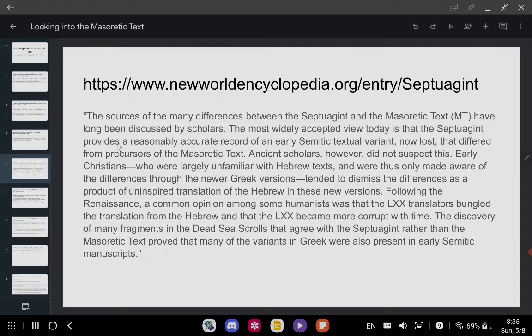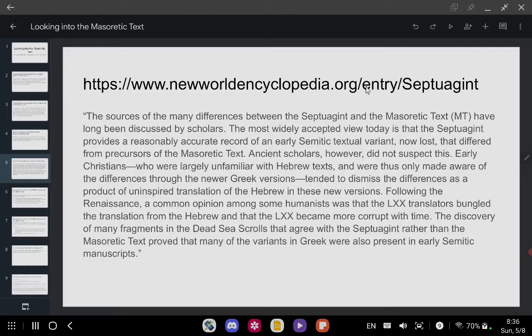So now they believe that it is a reasonably accurate record of an earlier Semitic, which is Hebrew, textual variant, now lost, that differed from precursors of the Masoretic text. Ancient scholars, however, did not suspect this. Early Christians, who were largely unfamiliar with Hebrew texts, and were thus only made aware of the differences through the newer Greek versions, tended to dismiss the differences as a product of uninspired translation of the Hebrew in these new versions. Following the Renaissance, a common opinion among some humanists was that the Septuagint translators bungled the translation from the Hebrew, and that the Septuagint became more corrupt with time.